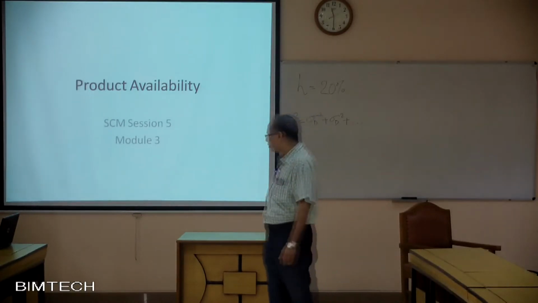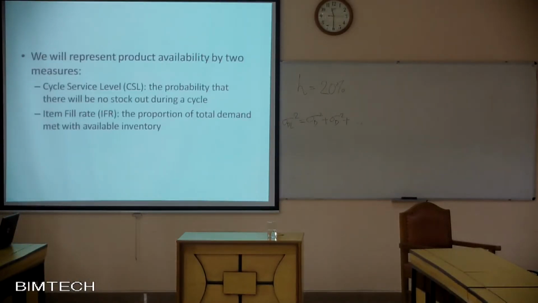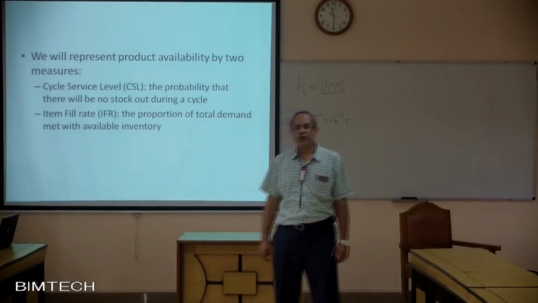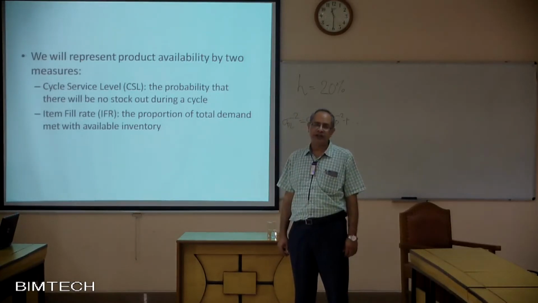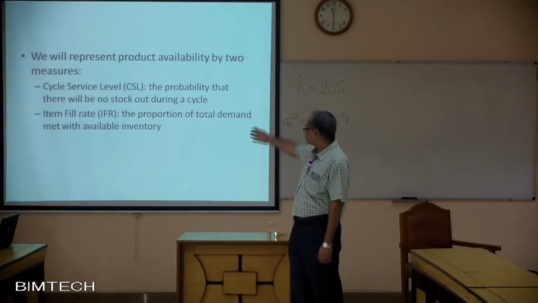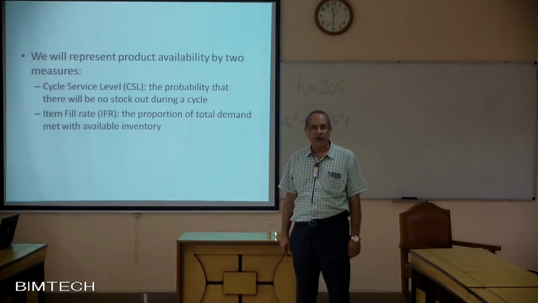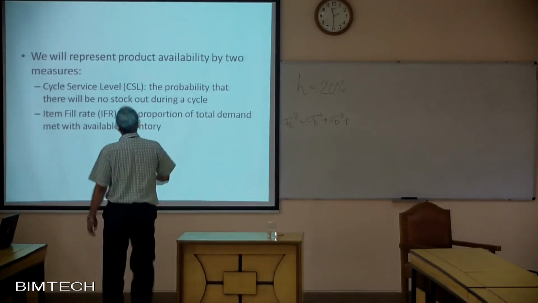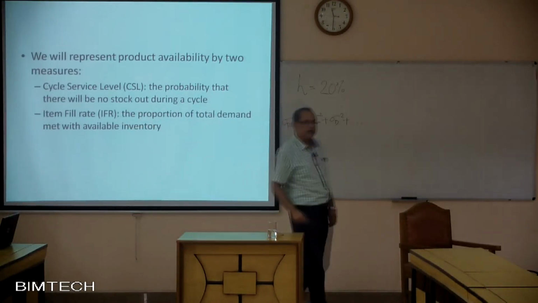Okay, so having understood basically what availability is, we are going to use two metrics for measuring availability of product, and these metrics are, as you can see, cycle service level and item fill rate. Okay, now what is cycle service level? The probability that there will be no stock out during a cycle.